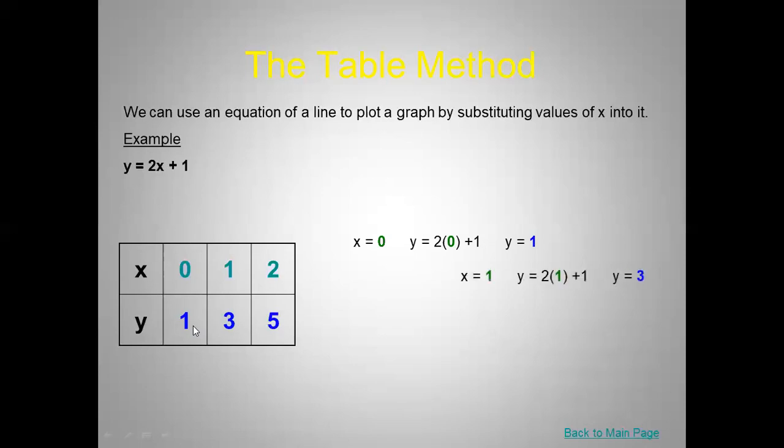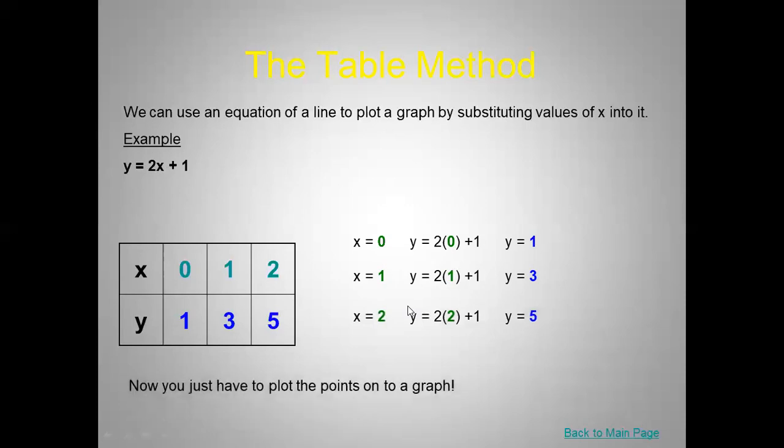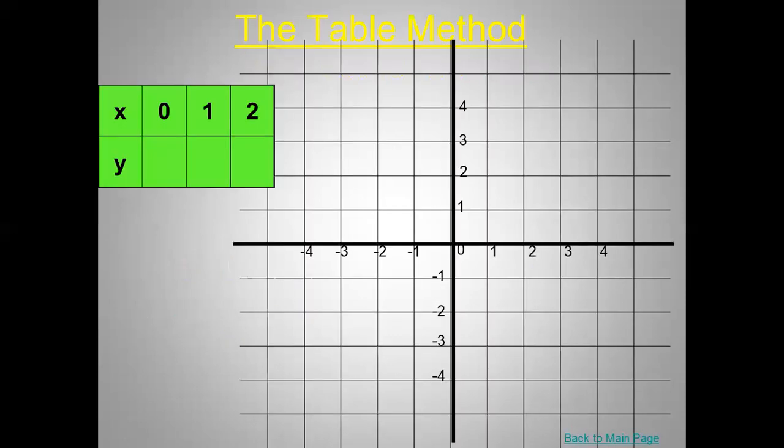If x equals 1, I will replace the x and put 1 and solve the equation. When x equals 2, it will be y equals 2 times 2 plus 1, which will be 5. Okay, I have 3 points. They are enough for me to draw a line on the graph. Now you just have to plot the points on the graph.